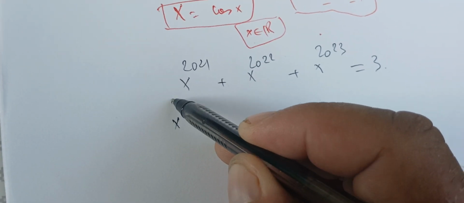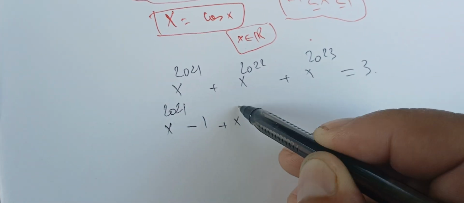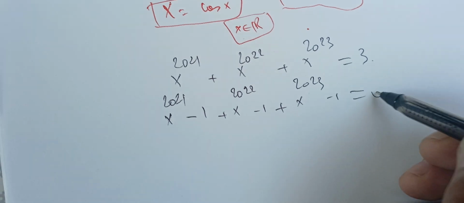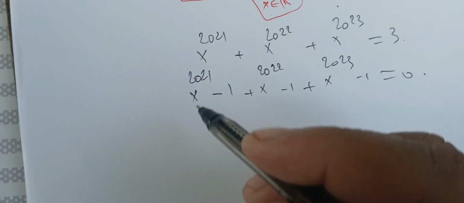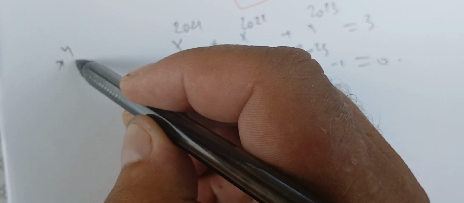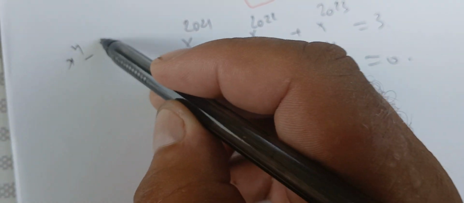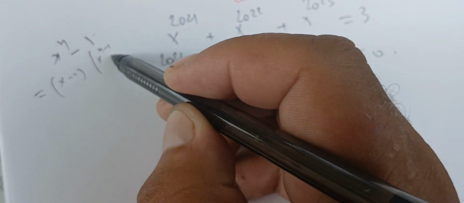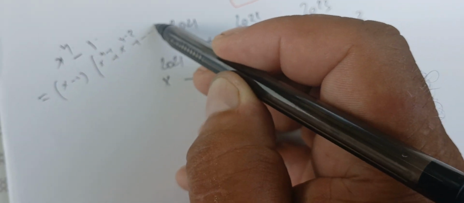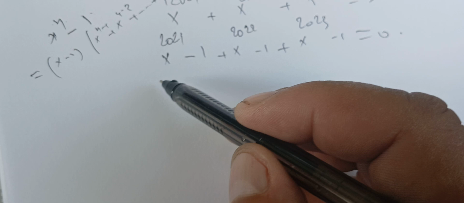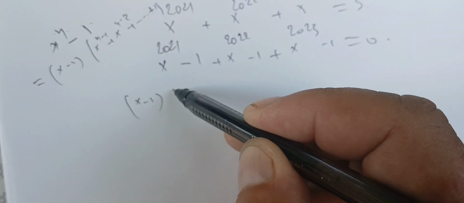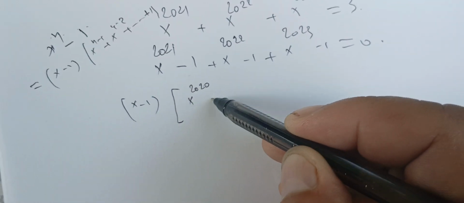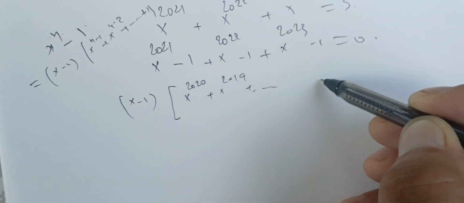We're going to have X to the power 2021 minus 1 plus X to the power 2022 minus 1 plus X to the power 2023 minus 1 equals 0. Now we use the fact that for n an integer, X to the power n minus 1 can be written as X minus 1 times X to the power n minus 1 plus X to the power n minus 2 down to 1. Doing that, we're going to have X minus 1 times X to the power 2020 plus X to the power 2019 plus ... plus 1.